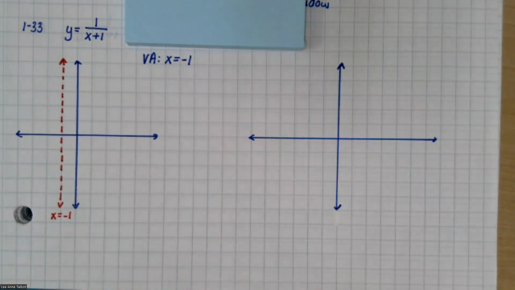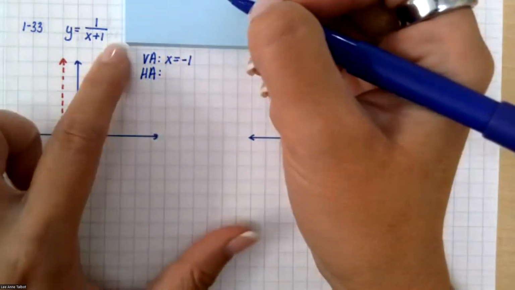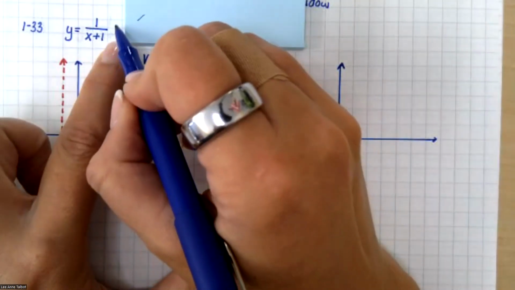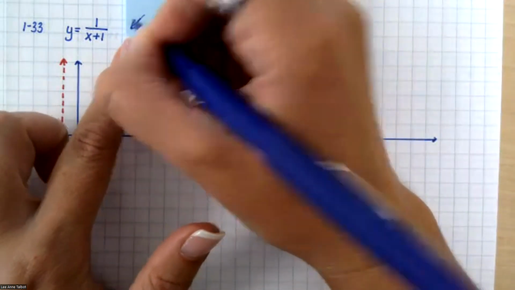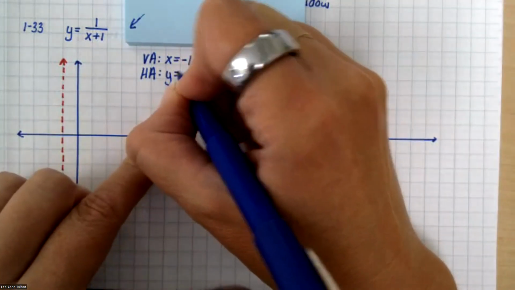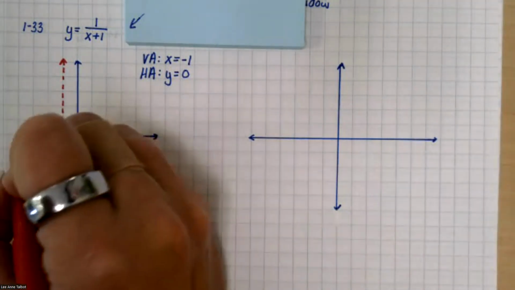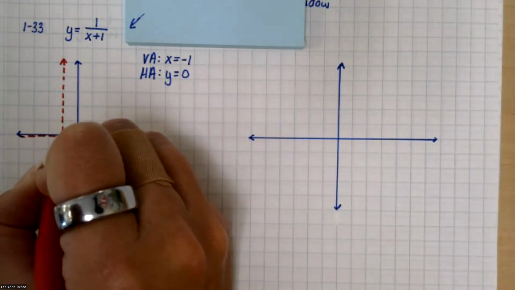Okay, then I'm going to say horizontal asymptote. I'm going to look here for a number. There's no number there. That means the number there is 0. I'm going to make my poor red pen mad.